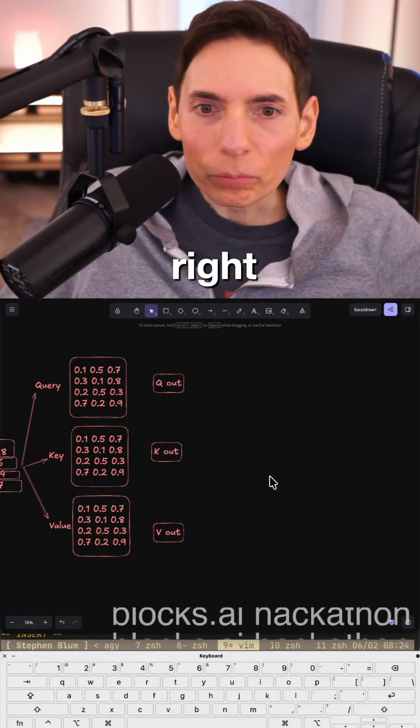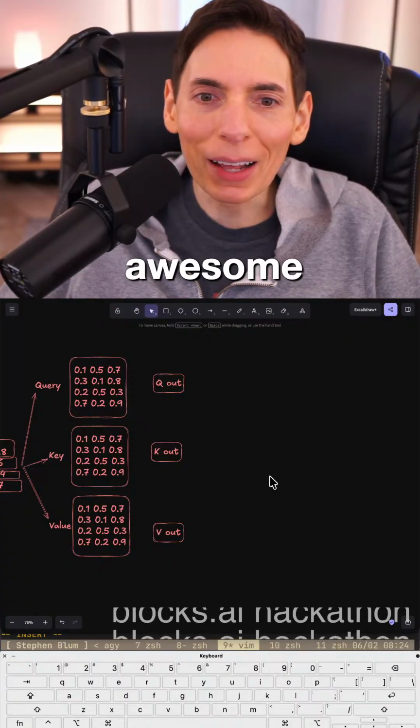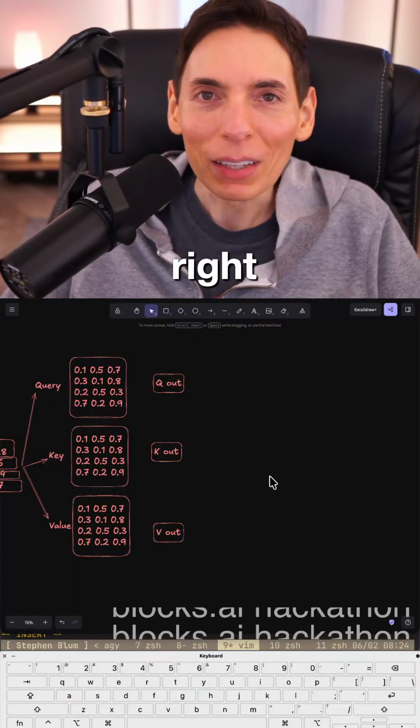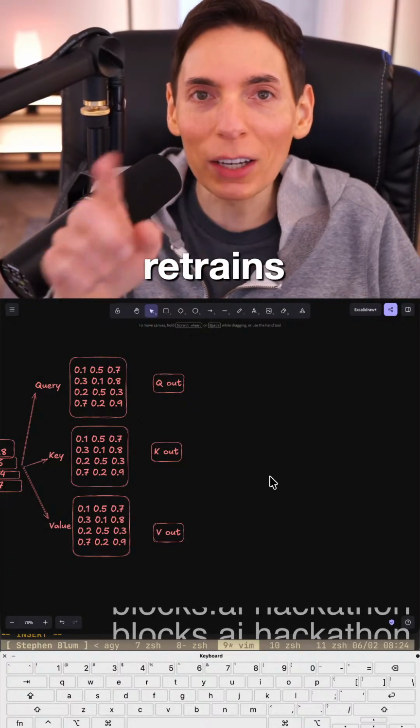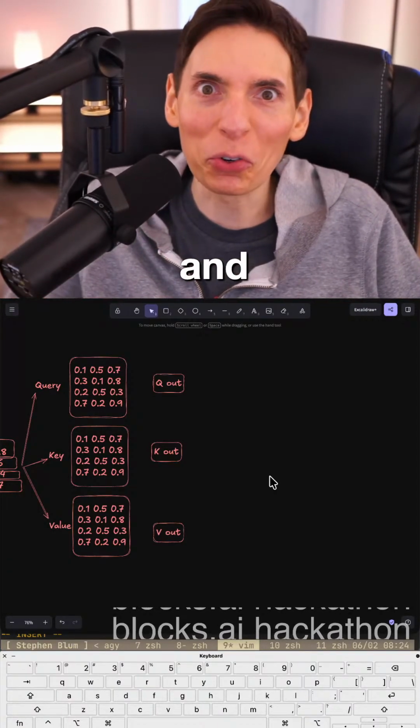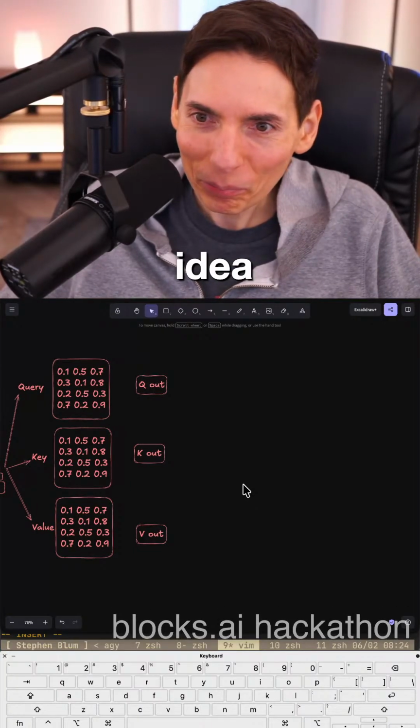That's a loop. I think it's going to be a good loop, right? It's just going to be an AI that retrains itself to create a new copy of itself, and it just keeps going over and over and over. I know, it's such a good idea.